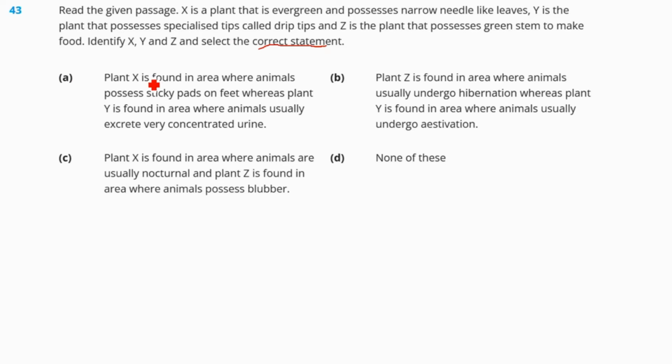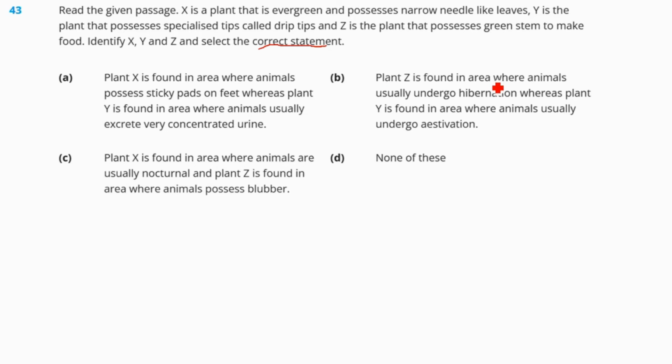Plant X is found in areas where animals possess sticky pads on feet, whereas plant Y is found in areas where animals usually excrete very concentrated urine. Why drip tips? No. Concentrated urine is produced in the desert plants, desert animals. So this is wrong.